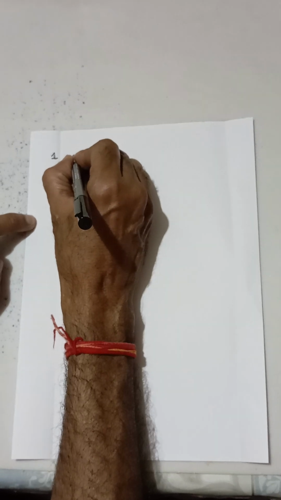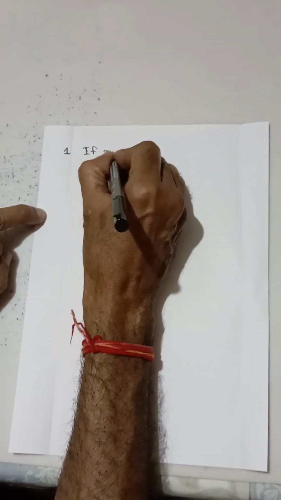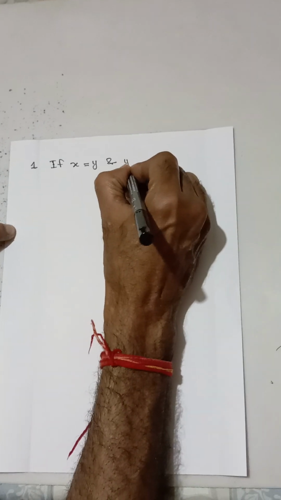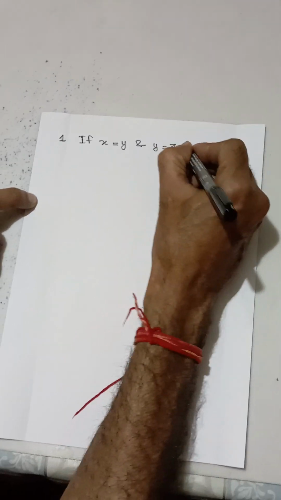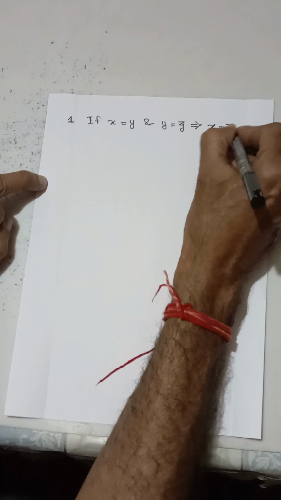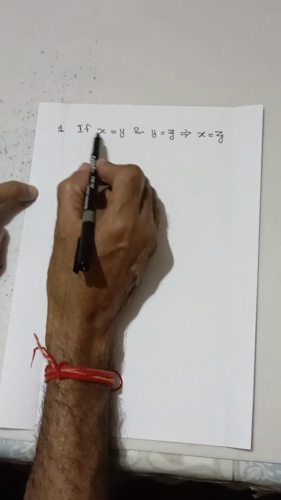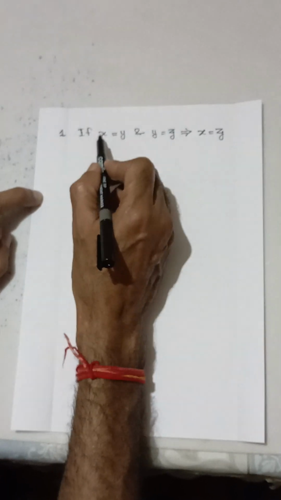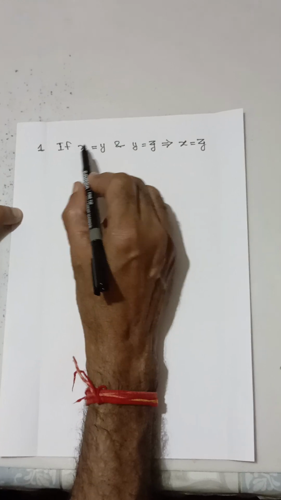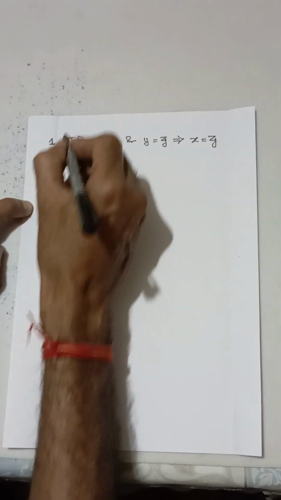Suppose x is equal to y and y is equal to z, this implies x is equal to z. This is the explanation of the first axiom, that if x is equal to y and y is equal to z, it means x is equal to z. This was the first axiom.